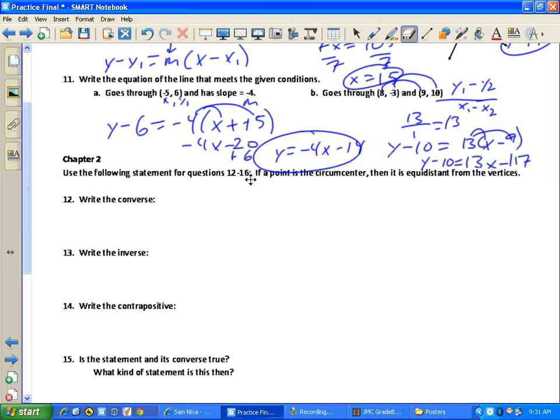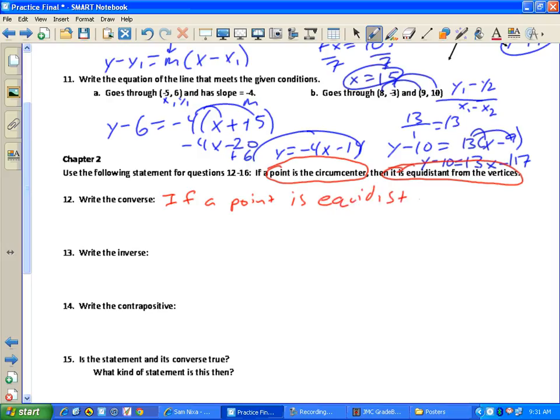Now I've got my conditional statement here. If a point is the circumcenter, then it's equidistant from the vertices. For the converse, I'm going to switch these parts. Okay, so it's going to say if a point is equidistant from the vertices, then it is a circumcenter.